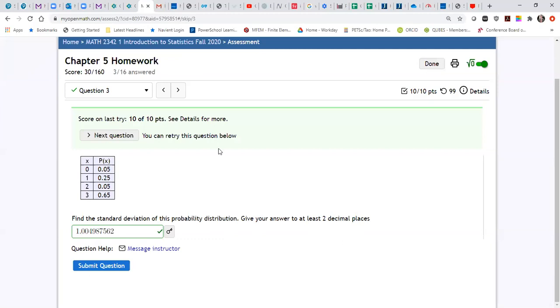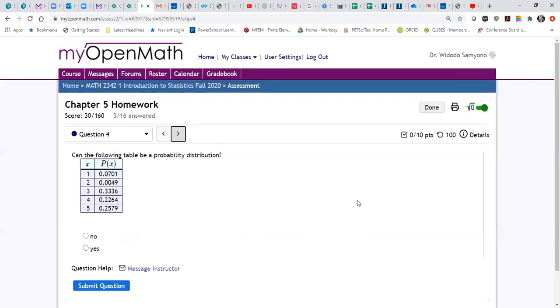Let's go to question number 4. Can the following table be a probability distribution? Remember, there are two conditions. The summation has to be equal to 1, and the probability is between 0 and 1. So I think this is between 0 and 1, right? Now you need to check whether the summation is equal to 1.